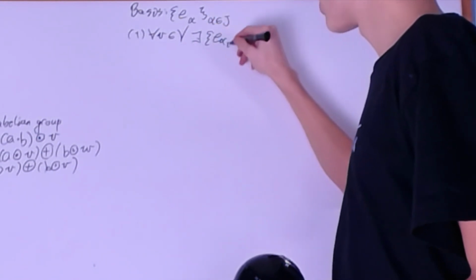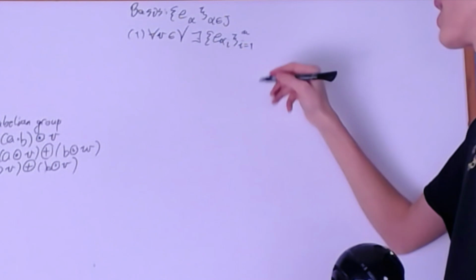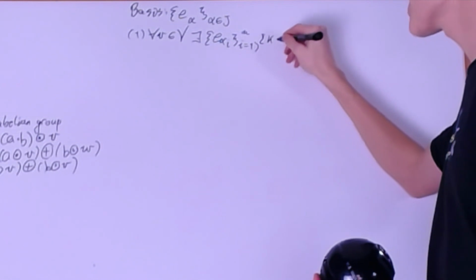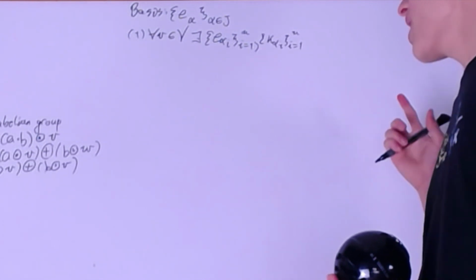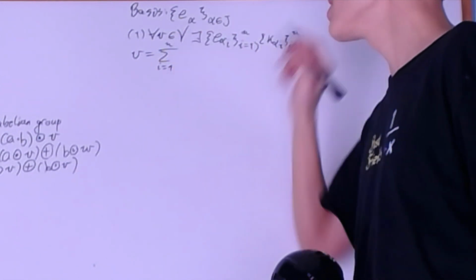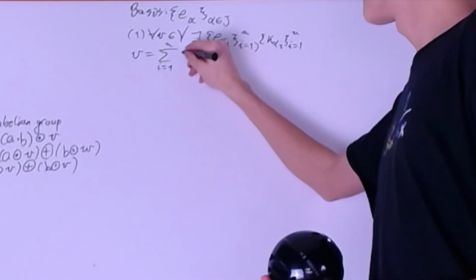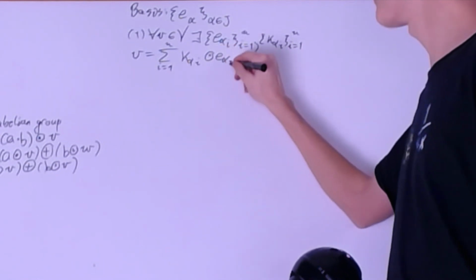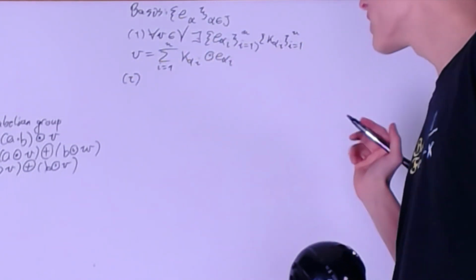One is a finite collection of these basis elements, so E alpha I for I equals 1 to n, and some finite collection of elements of the field, which I'll call K alpha I, for I equals 1 to n. And the thing is that V is going to be equal to the sum from I equals 1 to n, with the circle plus sum, of K alpha I, an element of the field, scalar multiplying E alpha I, an element of the basis. Number two is that they are linearly independent.